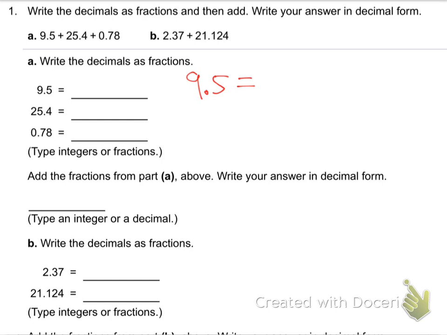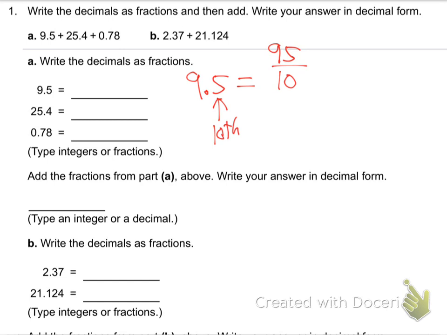There's a lot of ways. Let's make it just one fraction. Let me just give you the game plan to make it easy. Basically, you're going to put it over whatever the name of the ending place is. This one ends in the what's place? That's tenths, right? First place to the right of the decimal is the tenths place. So 95 over 10.